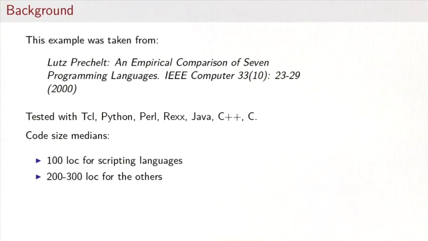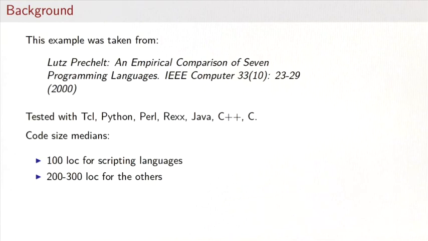That's actually an example that has been studied before. I've taken it from a paper by Lutz Prechelt. The paper is called An Empirical Comparison of Seven Programming Languages. It appeared in IEEE Computer, number 33, in 2000. At the time, the students were asked to solve this puzzle in a set of scripting languages and in a set of general purpose languages, and then various measures were produced, like how long it took them, how many bugs, how long the program was, how fast the program was, and so on.